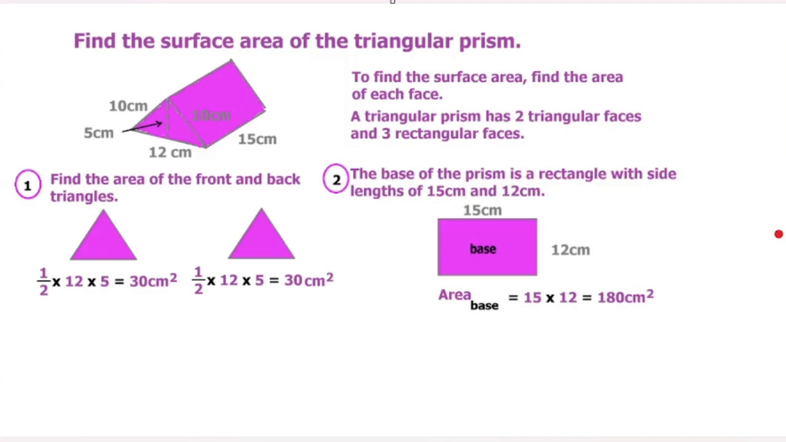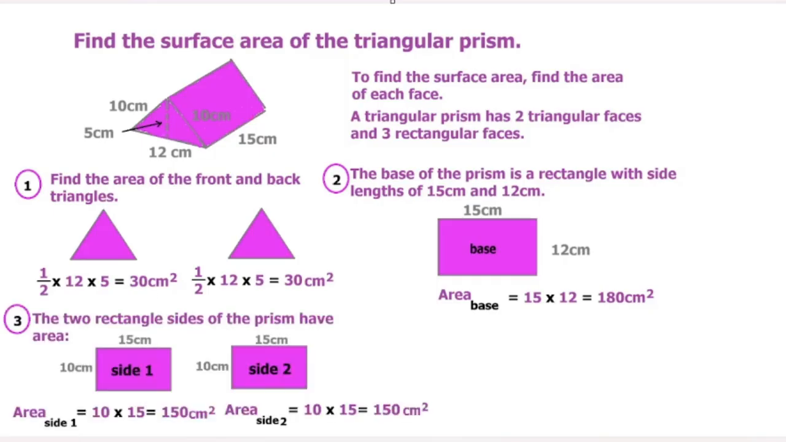Next thing you do, step 2, the base of the prism is a rectangle with side lengths of 15 centimeters and 12 centimeters. So this is how the base looks at the bottom. So the area is just length times width, which is 15 times 12. So here's the 15, here's the 12. So that's 180 centimeters squared.